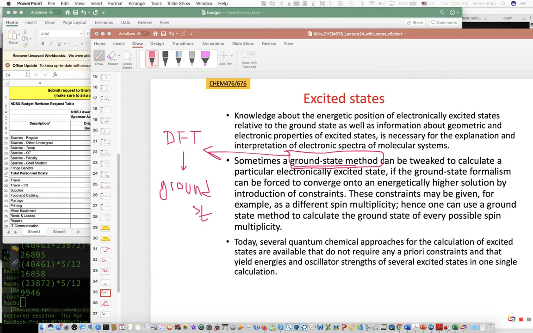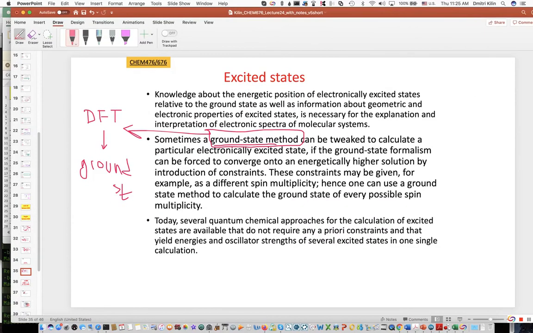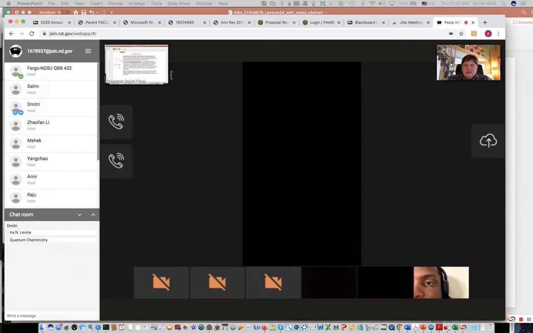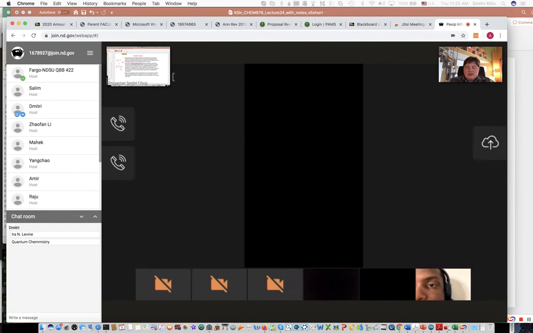To look at the communication software and ask, do you have an idea why DFT is referred to as ground state theory? I believe you have enough background information to answer this question. Let's try.